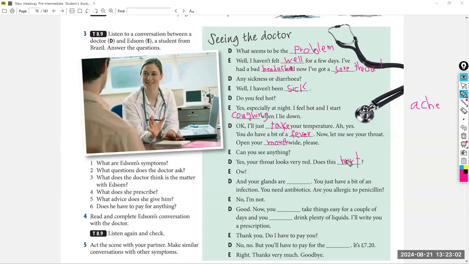I think I have to write it correctly. So this is, wait, this is hurt. Does this hurt? So he said, ouch. So yes, it does.